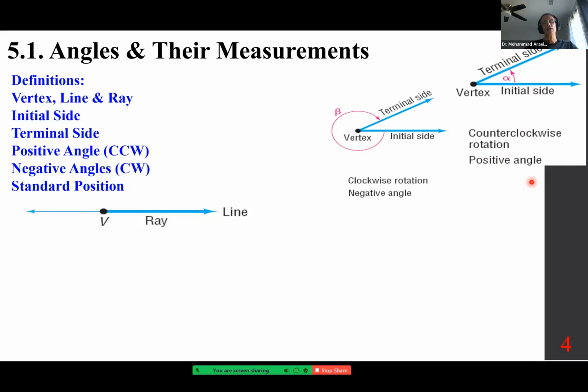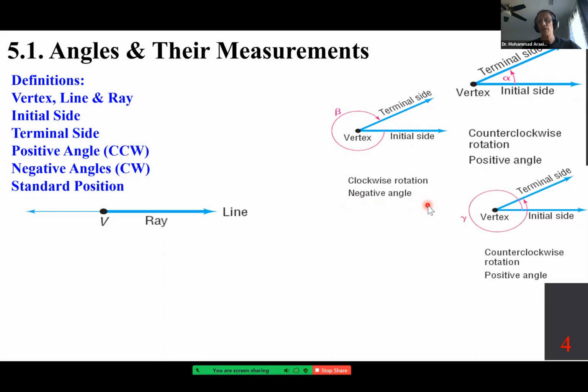By the way, again, if you put them in slide mode, you can see things step by step. On the other hand, if we go clockwise, it's considered a negative angle, clockwise. Now, this is going counterclockwise, and it's going to go more than one revolution. It is still, of course, a positive angle.